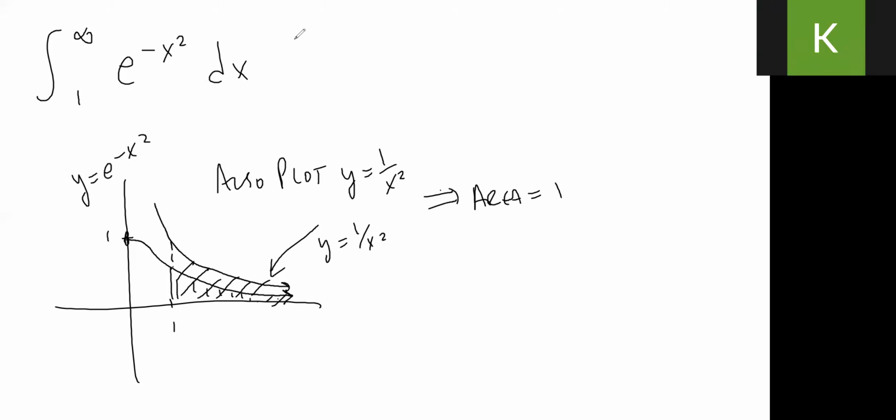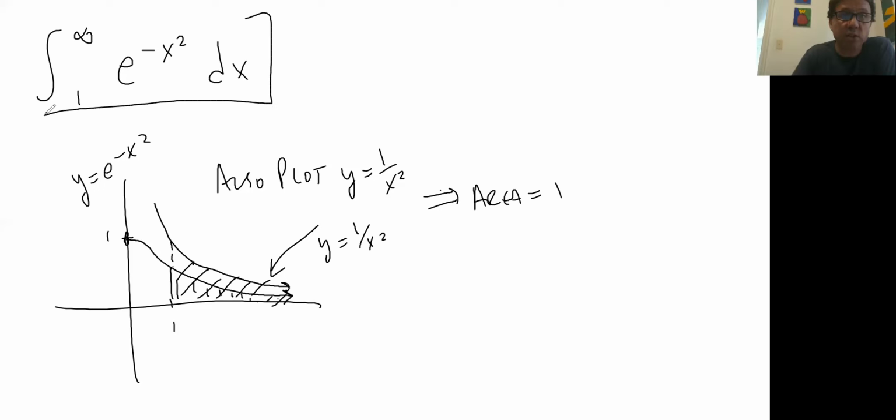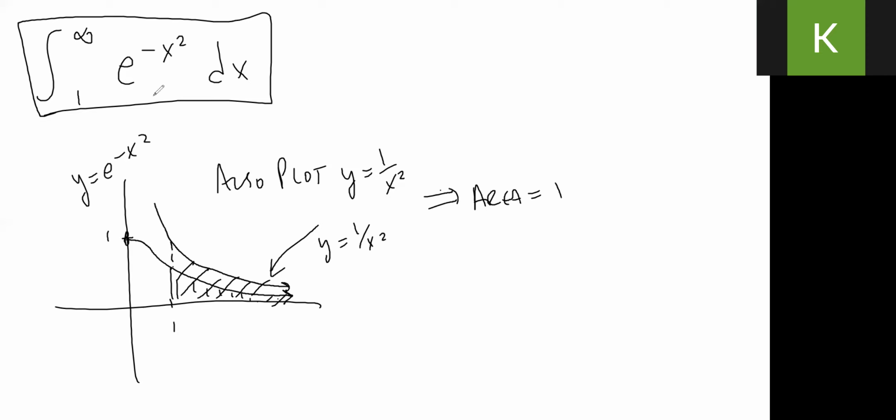So why do we have two functions? This is the one I'm trying to figure out. And how do you figure this out? You have to do an antiderivative. And there is no antiderivative of e to the minus x squared. And so if you can't do an antiderivative, what are you supposed to do? The answer is you interpret this as an area. And so the question is, is that a finite area or an infinite area? I don't know.